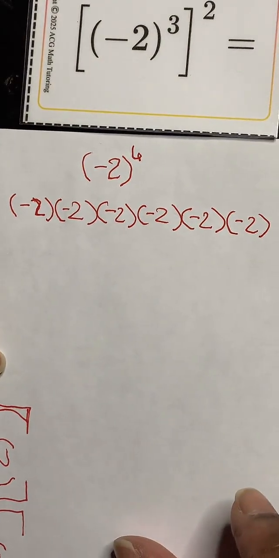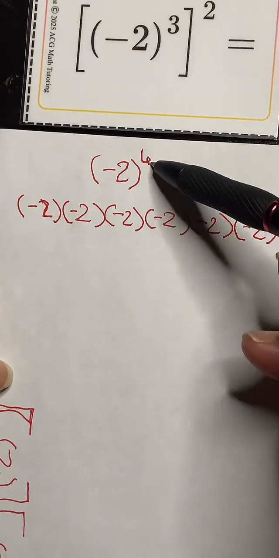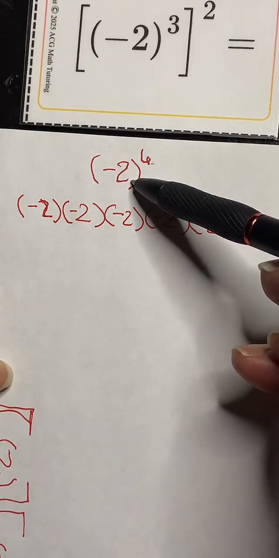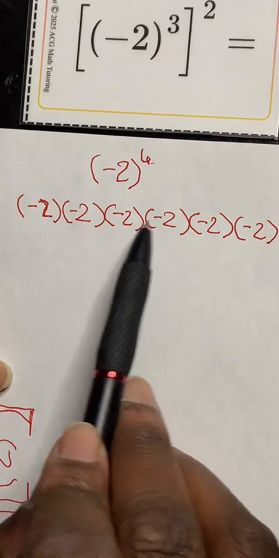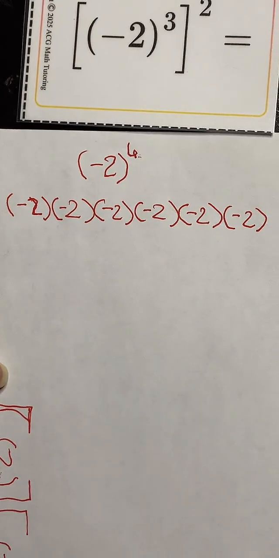Okay, that's what exponents do. The exponent's job is to tell the base how many times it has to multiply itself. Okay, all right, so we're breaking it on down.